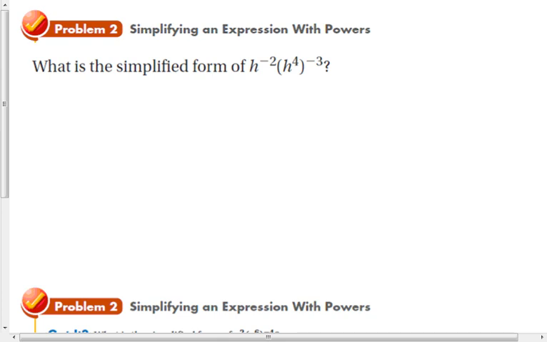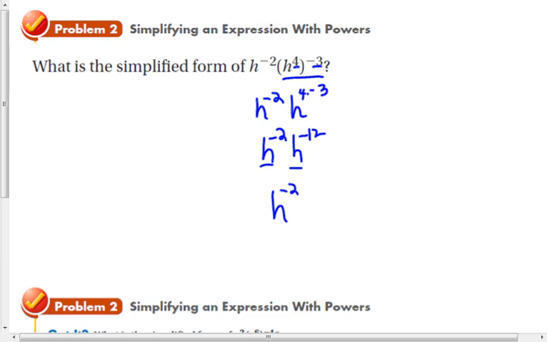All right, so we're going to combine two of the properties together here. We're going to simplify the power to a power first. So we're going to write h to the negative second, and then if we raise h to the 4 to the negative third, we need to multiply those. So we are going to do h to the 4 times negative 3, which is the same as h to the negative 12. Now we have the same base, so the property there is we just add the exponents. So do negative 2 plus negative 12, and that gives us h to the negative 14.